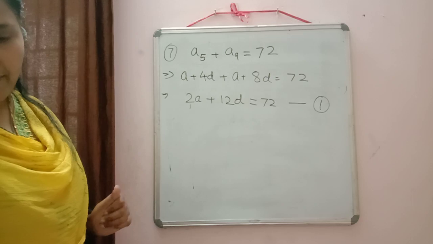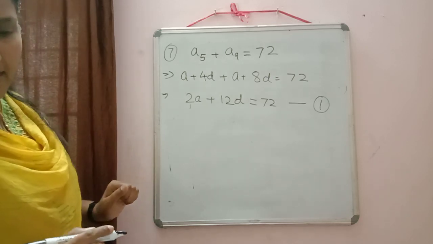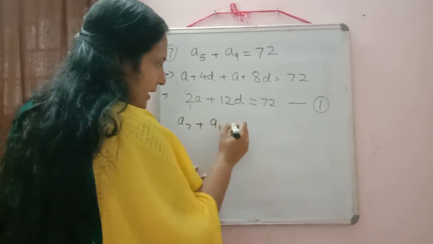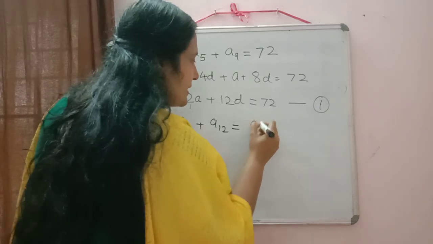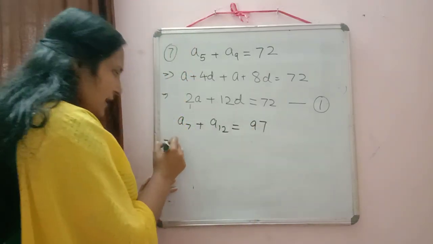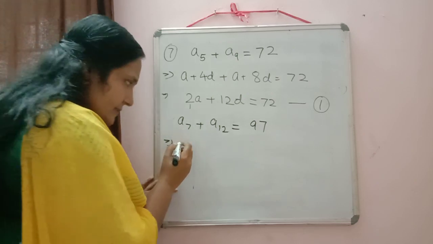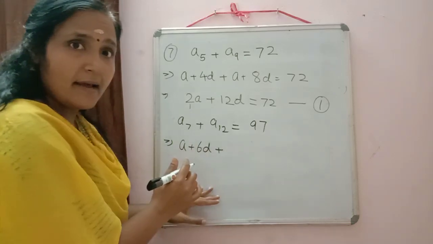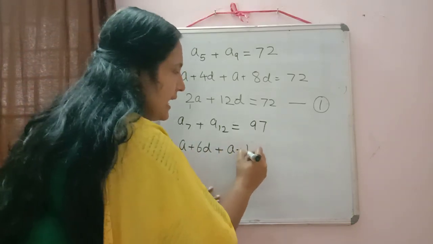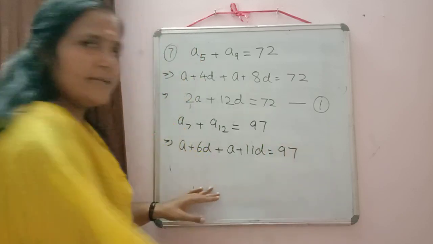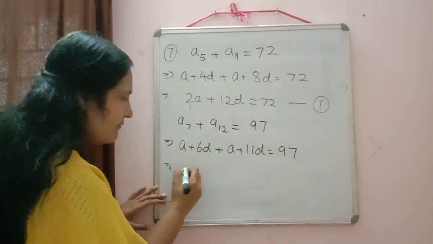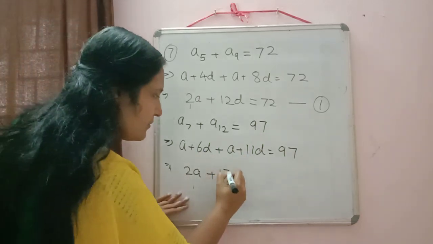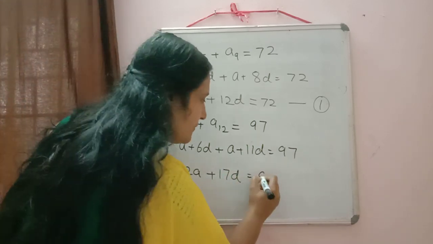Now in the next one, what is given, the next information is the sum of the 7th and 12th term. So A7 plus A12 is equal to 97 is given. Again we'll use the formula. A7 can be written as A plus 6D, plus A12 can be written as A plus 11D is equal to 97. A plus A will be equal to 2A, plus 11 plus 6, so that will be 17D is equal to 97.